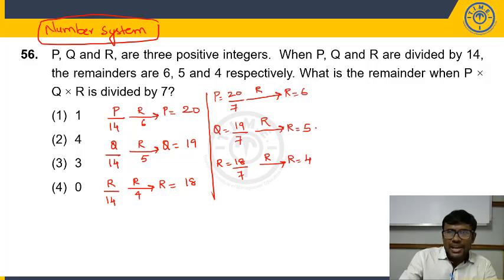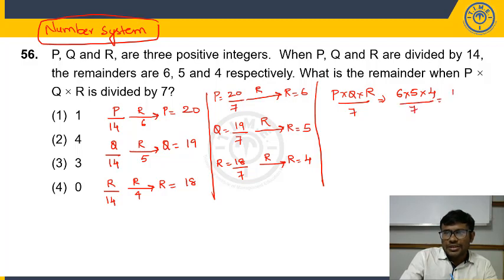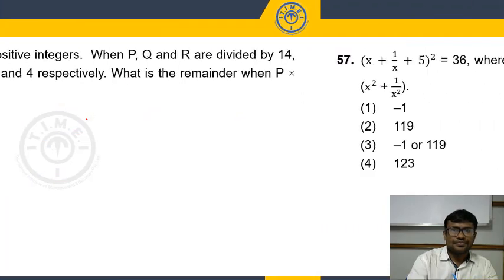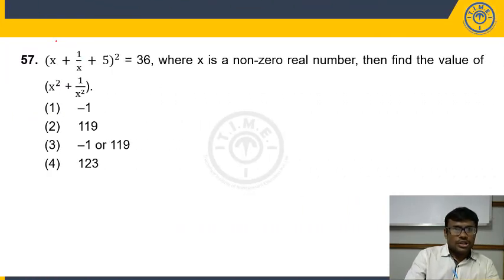Now, P into Q into R when divided with 7. So that is 6 into 5 into 4, divided with 7. That is 120 divided by 7. So when 120 is divided by 7, what is your remainder? 7 17s are 119. So the remainder is 1. So when PQR is divided by 7, you will get a remainder of 1. So your answer is option number 1. Okay. Let's get into the next question. So this is an algebra question.